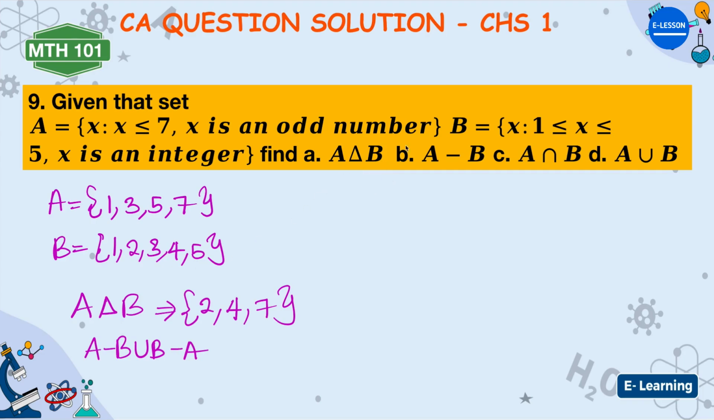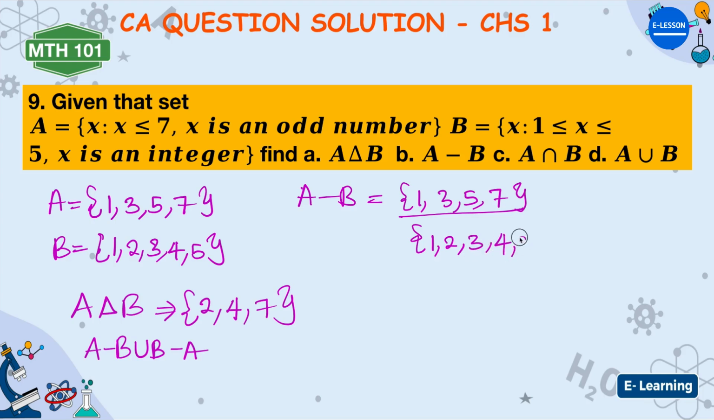Then the other one is A minus B. Now, my dear student, what is A minus B? Write out our A. What are the elements in A? A is 1, 3, 5, 7. All over. What are the elements in B? 1, 2, 3, 4, 5.